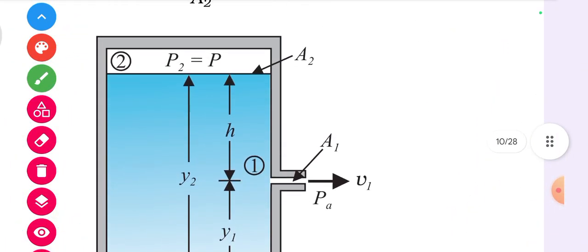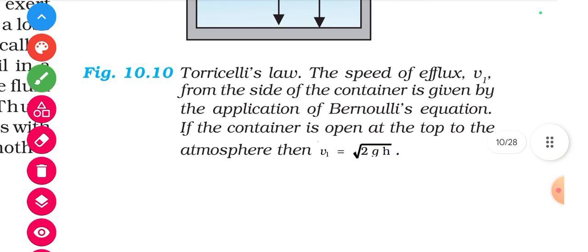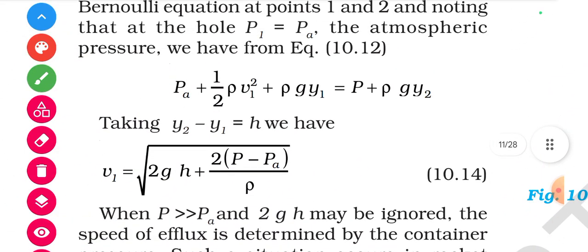The sum of pressure energy plus kinetic energy plus potential energy will be equal to the pressure energy, kinetic energy per unit volume, and potential energy at this point. Here, as I told you, the velocity is assumed to be 0, so there will be no kinetic energy. There will only be potential energy and pressure energy. So at this second stage, it will be only pressure energy per unit volume and potential energy per unit volume, that is mgy2 divided by volume, which is rho g y2.